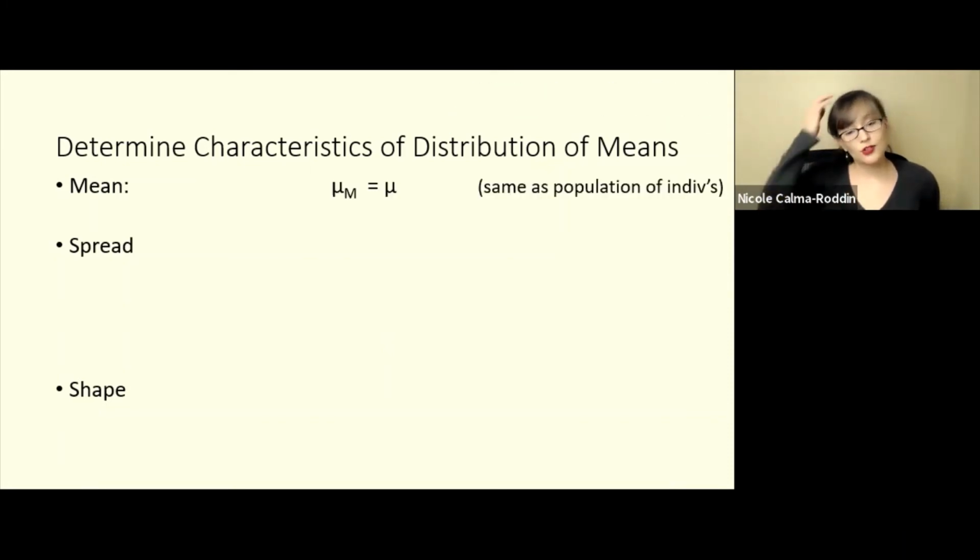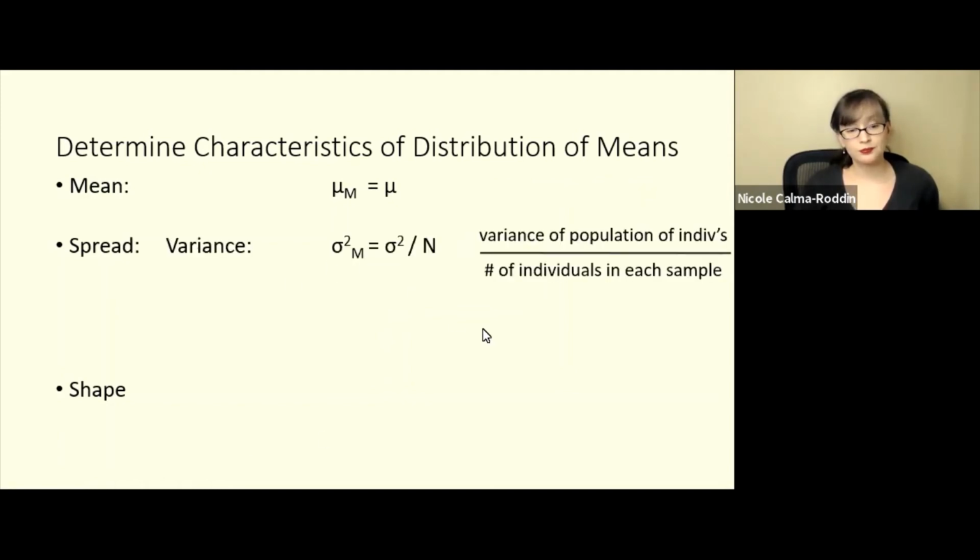So first of all, for our mean, the mean of our distribution of means is going to be the same as our population mean. And we see that we have this new symbol here. So we have our population mean, that's mu. When we see mu with a subscript capital M, that's going to be the mean of our distribution of means. And again, this is going to be equal to our population mean.